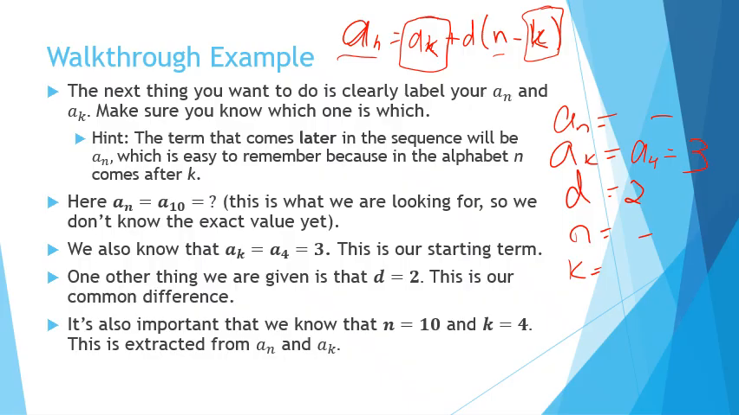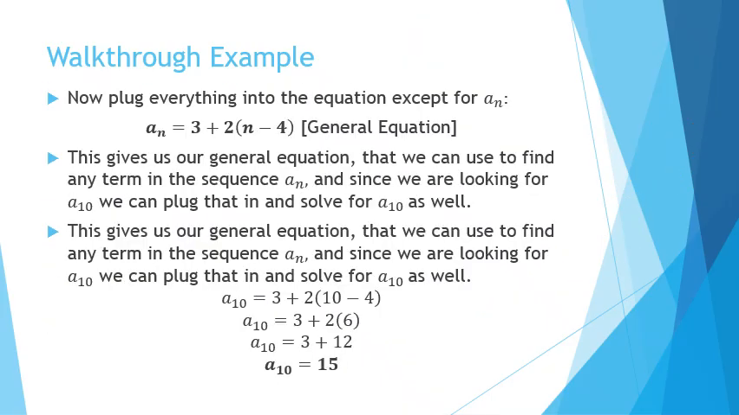A of k is the term, which in this case is 3. However, k is going to be the positioning of that term, which if a of k equals a of 4, then k should be 4. Once we have this, we can plug in everything we know. So here, a of n equals a of k plus d times n minus k. This would be a of n equals 3, right, our 4th term, plus our common difference of 2, and then n minus the positioning of our 4th term, which is 4, right, because it's the 4th term. And that is our general equation, or general expression.